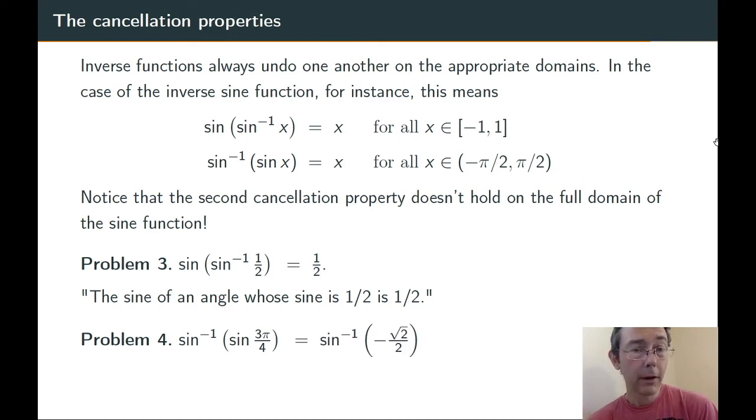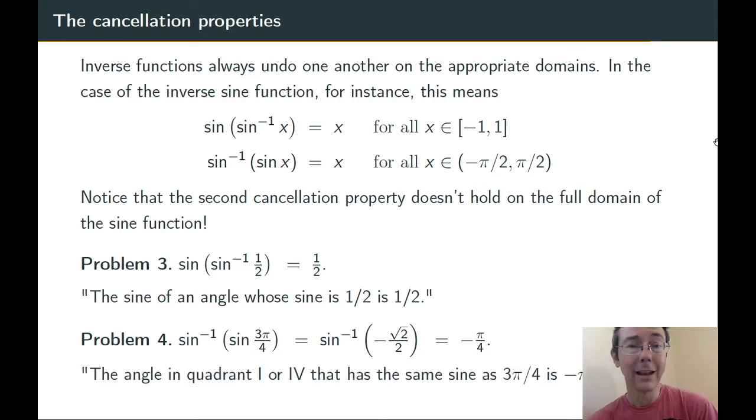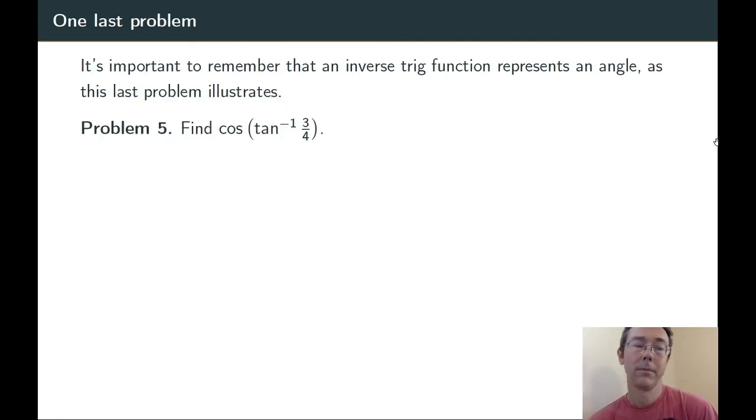The sine of 3 pi over 4 is negative root 2 over 2. This is an angle in the second quadrant whose reference angle is 45 degrees, pi over 4. And the arcsine of negative root 2 over 2 is negative pi over 4. So how do we read this initial problem in words? The angle in quadrant 1 or 4 that has the same sine as 3 pi over 4 is negative pi over 4. Let's do one last problem.